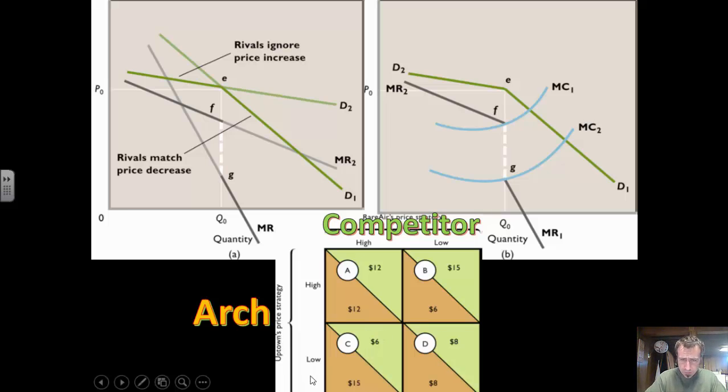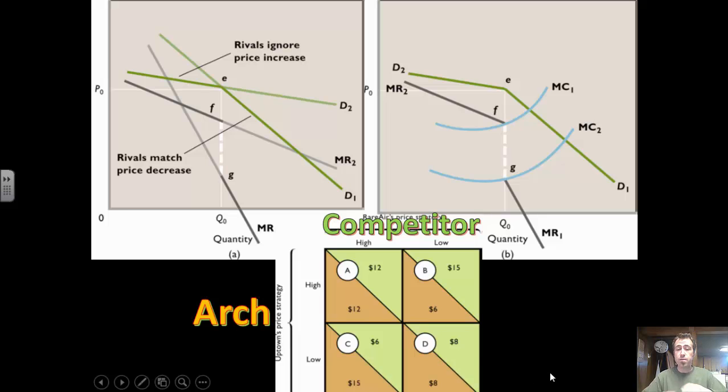Now, with low price, they can get $15 or $12, and with high price, $8 or $6. So what's the dominant strategy? Well, 15 beats 12, 8 beats 6 every time. So Arch is going to have a dominant strategy of low prices. And the competitor, again, they can do 12 or 15. So 15 beats 12. They have 6 or 8. 8 beats 6. So the competitor is also going to have a dominant strategy of low.